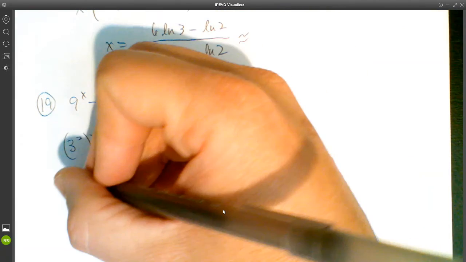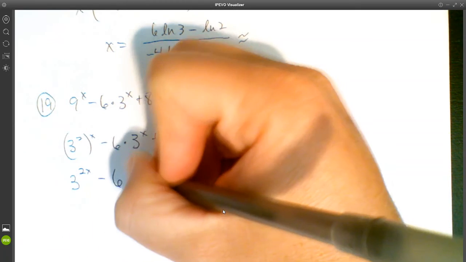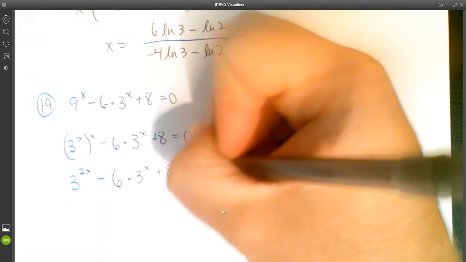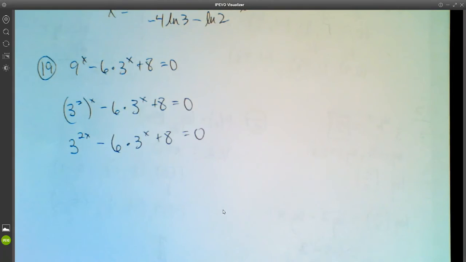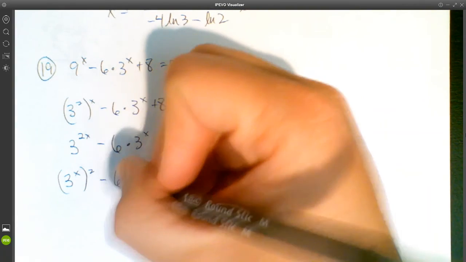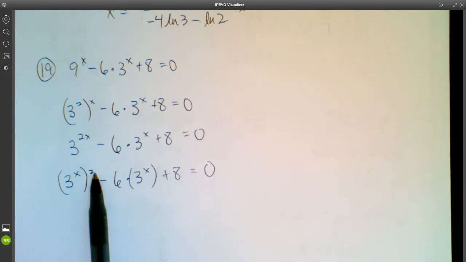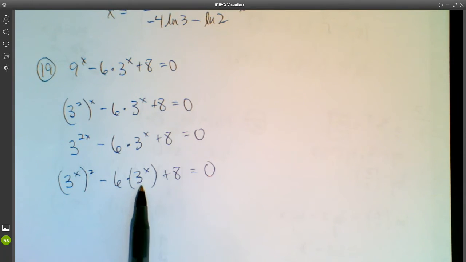3 squared to the x, I mean, this is just 3 to the 2x power minus 6 times 3 to the x plus 8 equals 0. And now maybe you can see that this is in fact quadratic in form. In fact, let me take it one step further and say this is 3 to the x squared minus 6 times 3 to the x plus 8 equals 0. So you've got something squared minus 6 times that same something plus 8 equals 0.